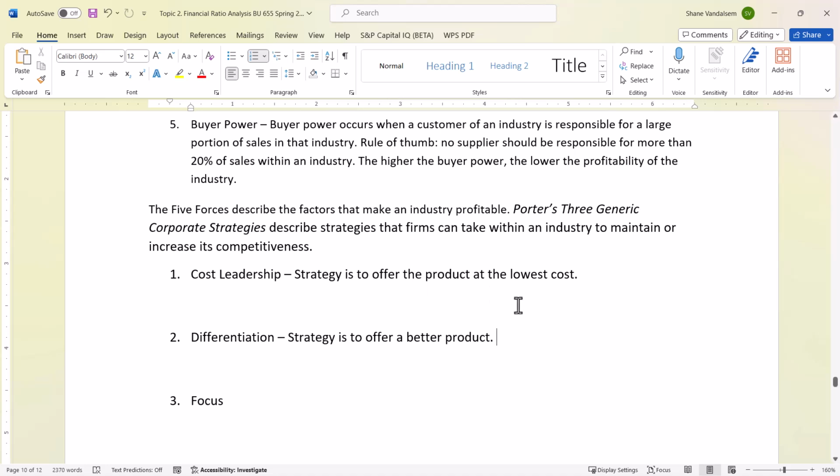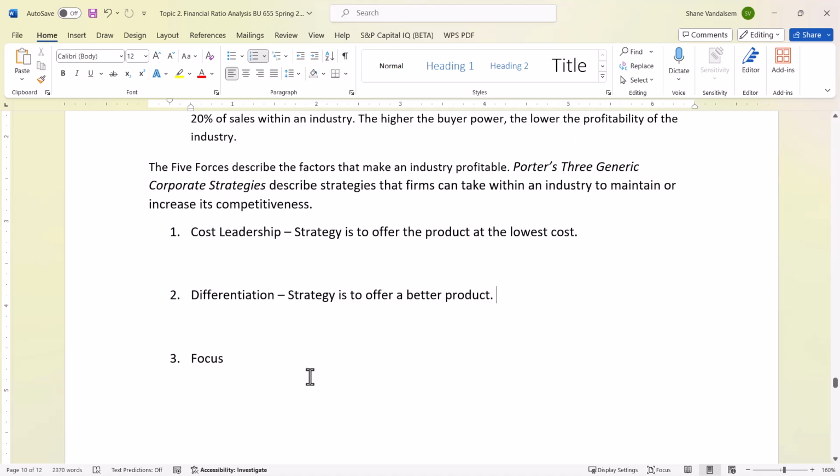And then we have focus. And focus can be a little bit confusing here, but we have cost focus and we have differentiation focus. The idea behind the focus strategy is that the company is not aiming for the entire market. They want a specific, well-defined subsection of the marketplace that they're aiming at for their customers.